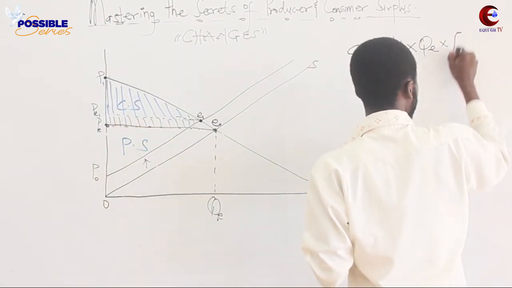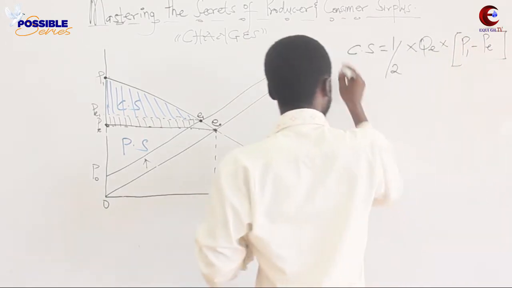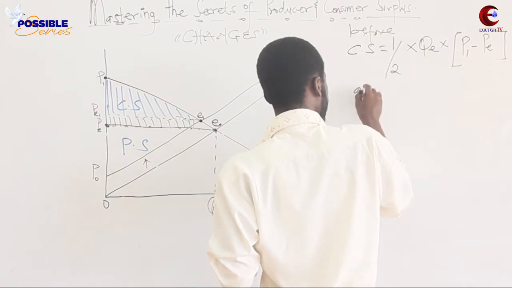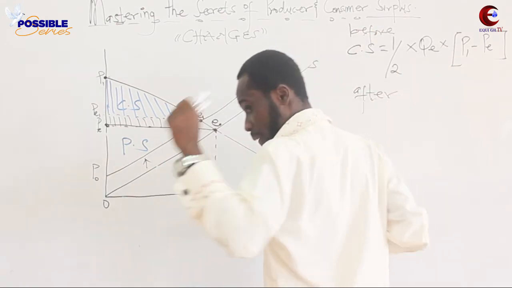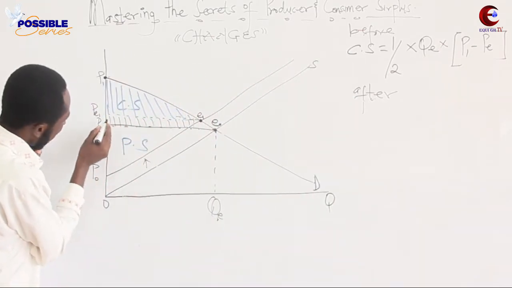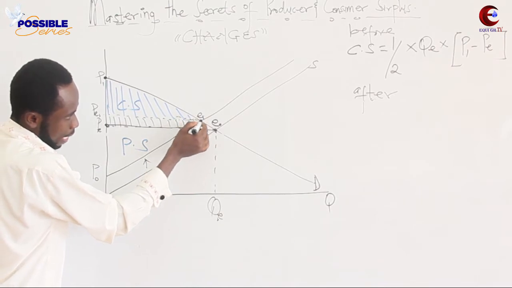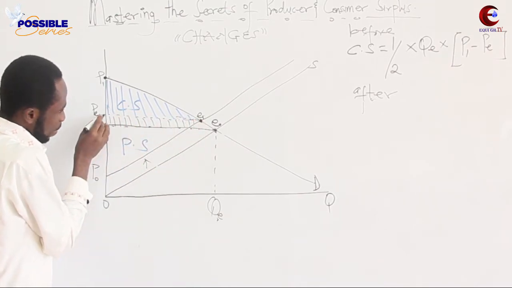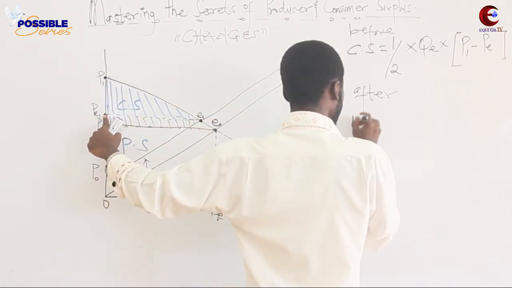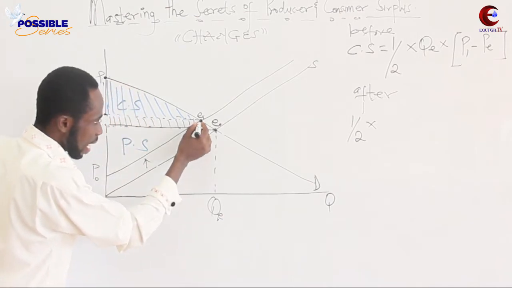So P1 minus the equilibrium price. That is before. After the change in the supply curve, our equilibrium price has shifted here. The equilibrium itself has shifted upward here, and the price has come here. So the new function is going to be a half times base, and the base is here.